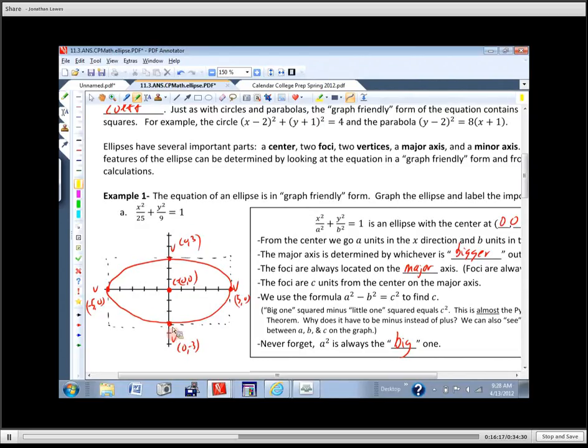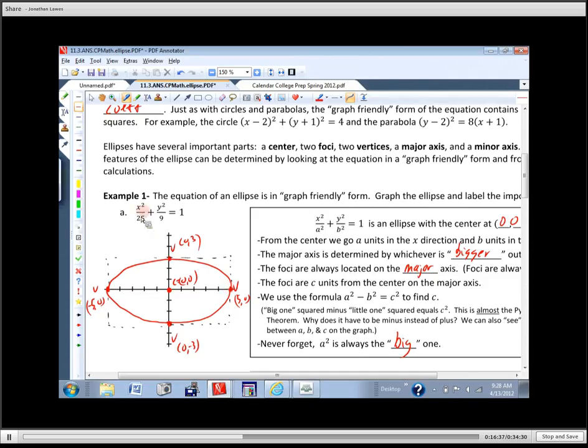Now, the foci are always on the major axis. They're always on the long axis. You'll notice in these examples on the board, this is the long axis, and this would be the short axis. Major, minor. The foci are on the major. This would be the major axis here, and the foci are on the major one. So here's how we figure it out.